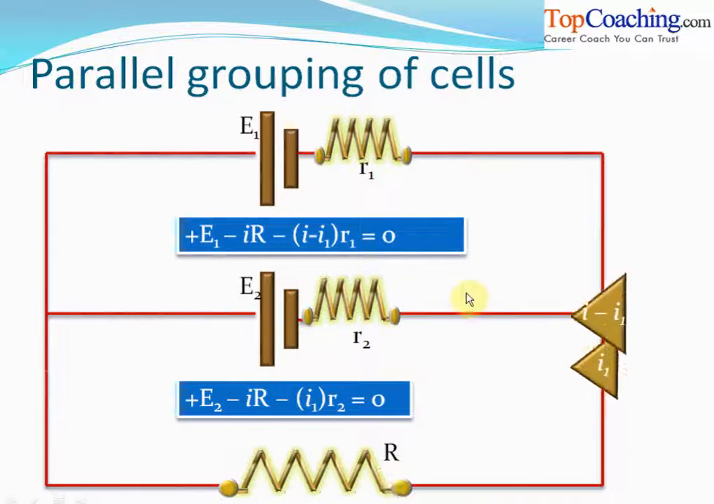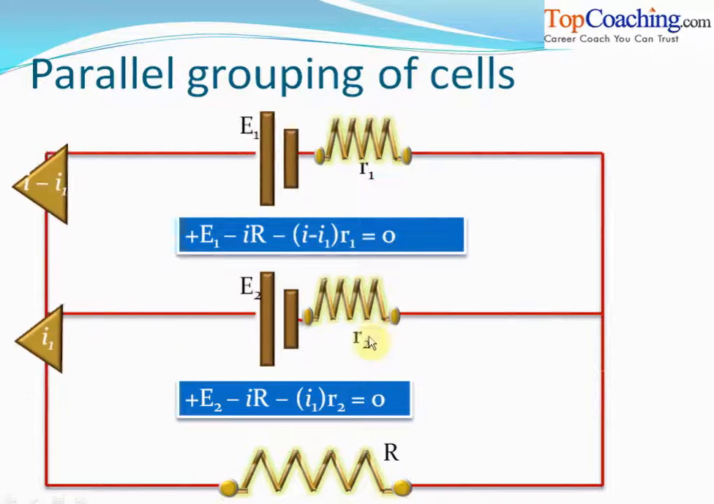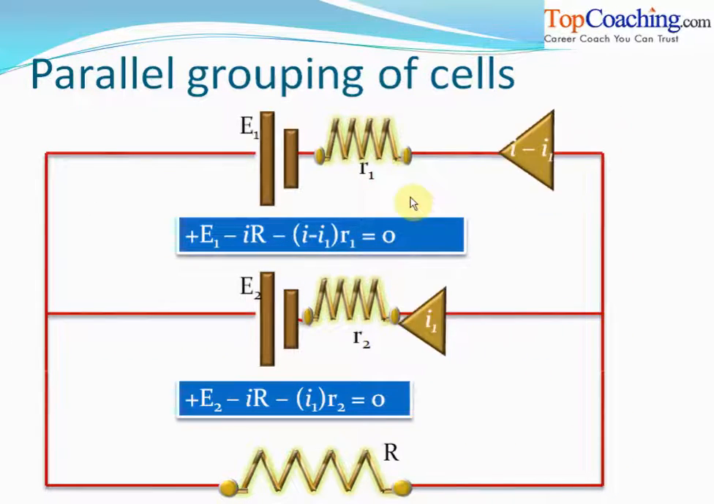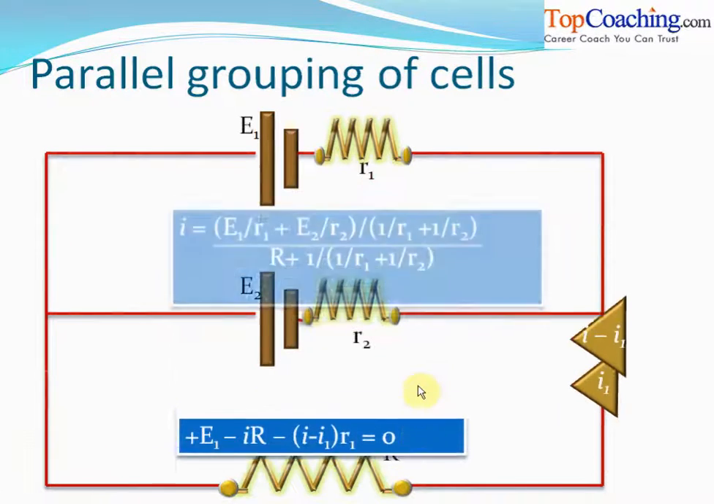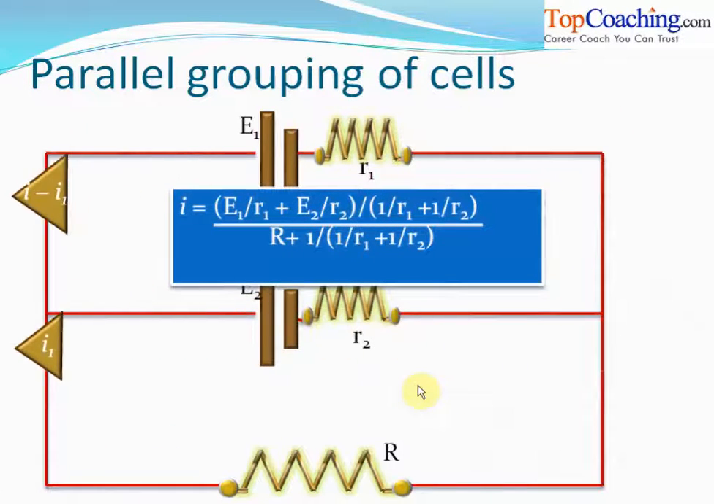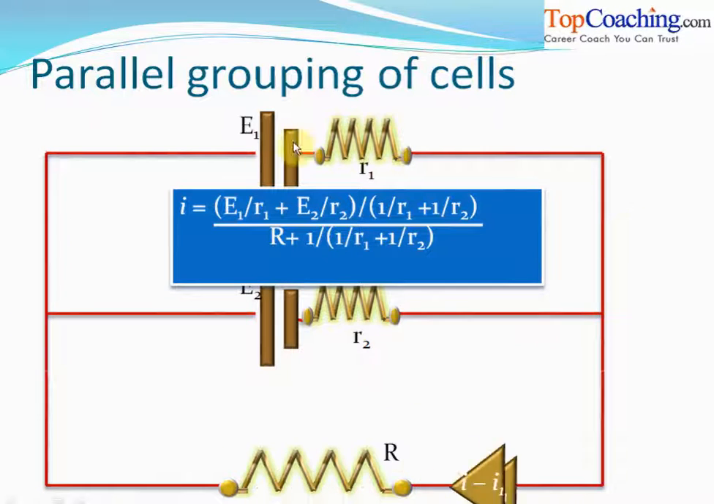So when we simplify both these expressions and basically eliminate the variable I1 from both these expressions, then we get the net value of the current through this circuit as this expression. Now this current I is basically the current flowing through the resistance capital R.